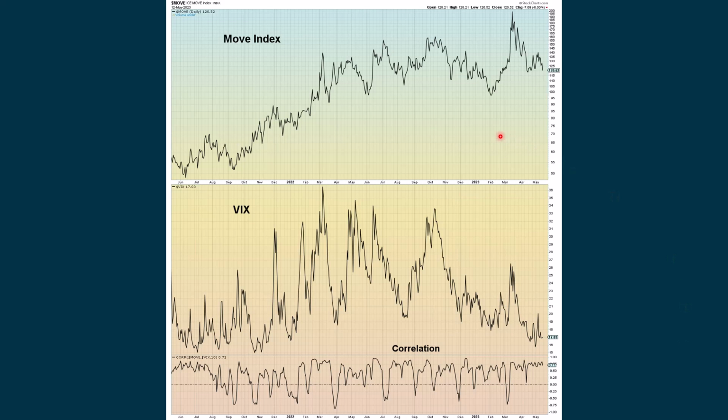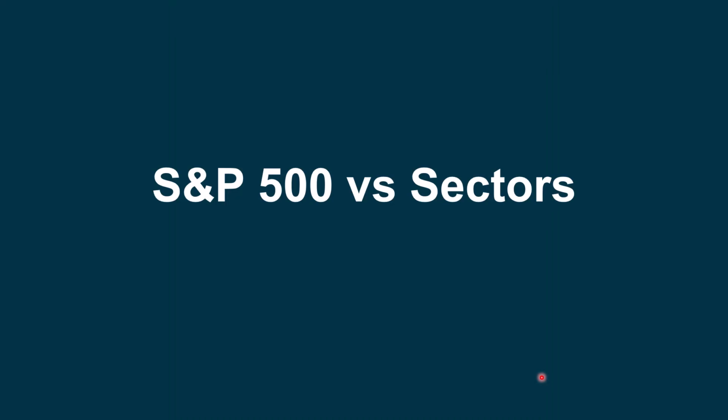On the top on this next chart is a thing called the MOVE Index. This measures volatility in bonds. We're not really seeing any extreme reading currently. We compare that with the VIX, which measures volatility in stocks, and there's a lot of complacency in the market overall. Then on the bottom, we show that there's a very strong correlation between these two indexes.